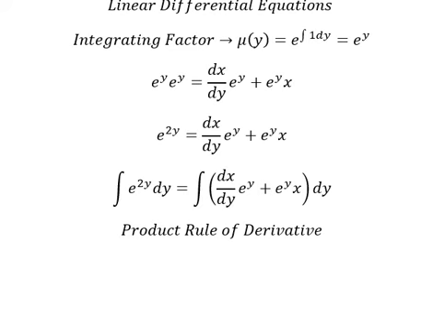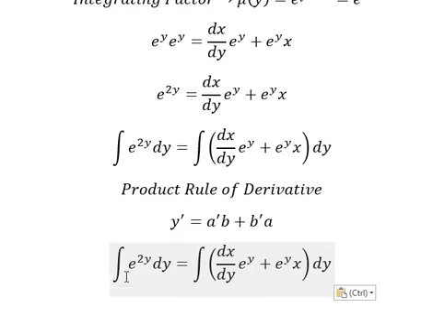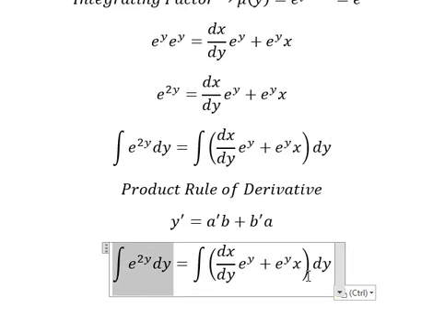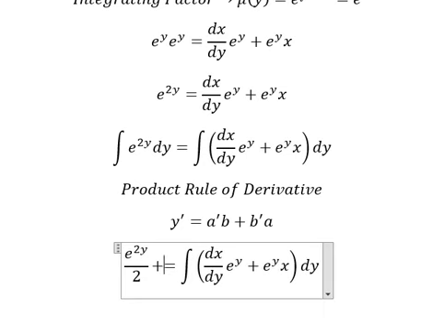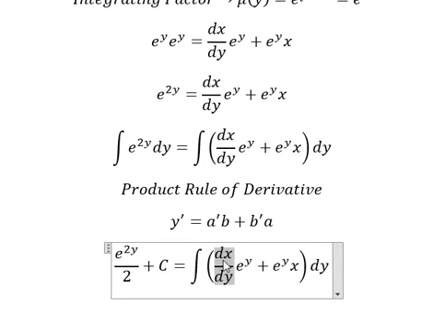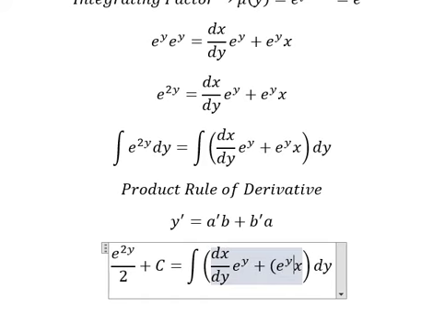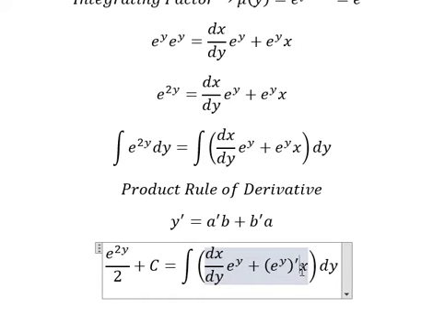So we have first derivative of y equals first derivative of a multiplied by b plus first derivative of b multiplied by a. So for this one, that is e to the power of 2y over number 2, and I will put c. This one we have first derivative of a multiplied by b. This one that is first derivative of b multiplied by a.